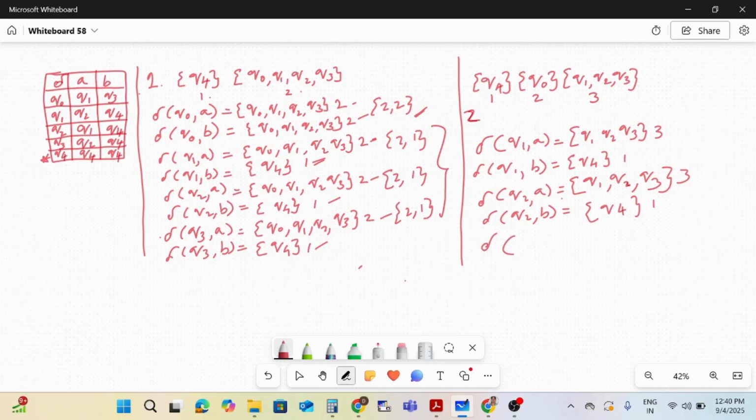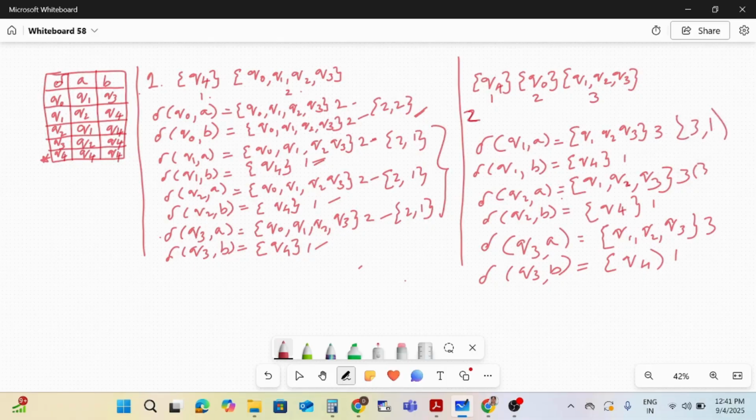Similar fashion, the transition of Q3 on A, the transition of Q3 on B, where it is going, let us try and understand. Okay. So Q3 on A, it is going to Q2, so it is going to Q1, Q2, Q3. Similar fashion, Q3 on B, it is going to Q4. So now you can see that it is all going to the 3, 1 group. 3, 1, that is 3, 1.